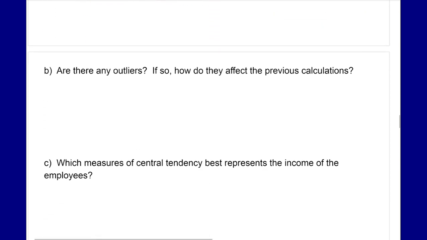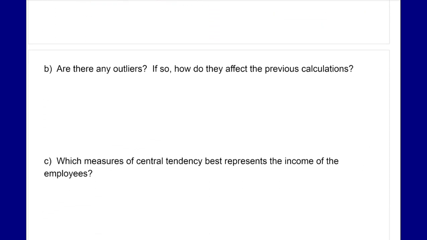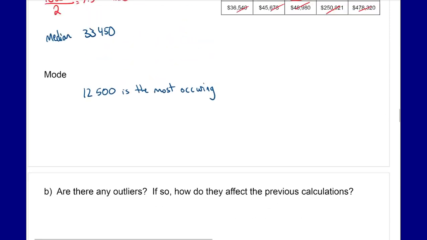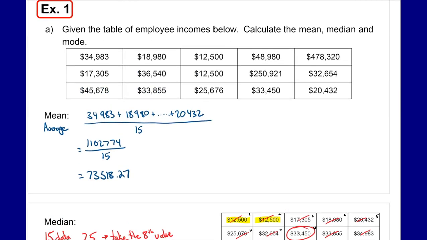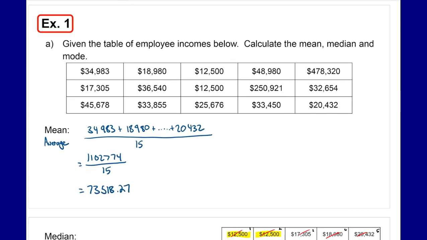Now, when we went through and did that, are there any outliers, and did they affect the previous calculations? Right? So did they affect the previous calculations? I would say if we go back and we look at our table, there are two outliers. There are two values that seem like they don't fit the trend or they don't fit with the other values, and those would be these two values here.